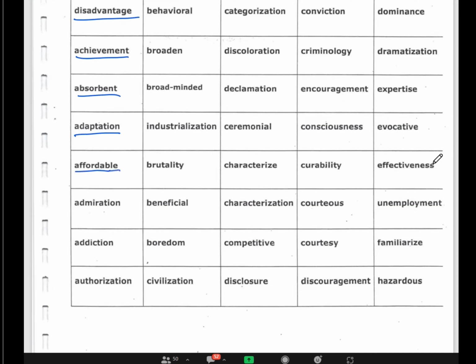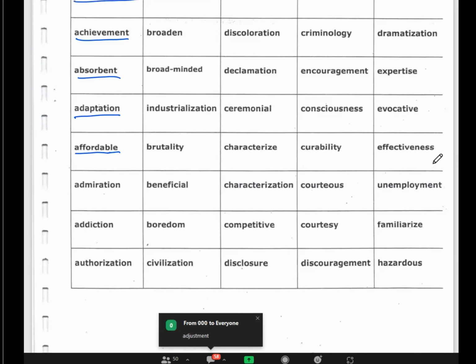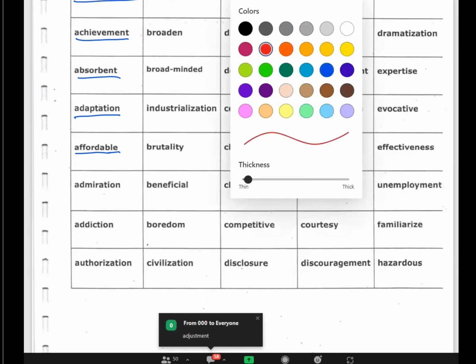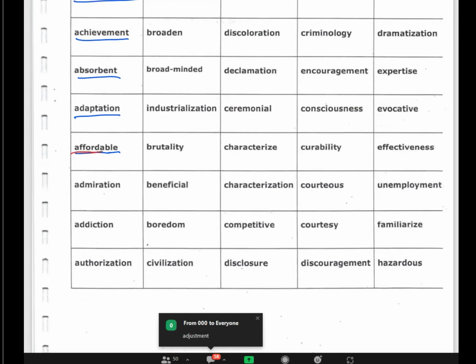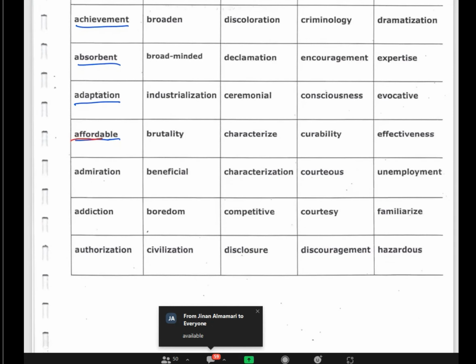Affordable, reasonable, not expensive, with a good price. Yeah. If you remove able, you will get the verb afford. Afford is the verb. Can you afford buying that car, luxurious car? If you have enough money, you can. If you haven't, you cannot afford.